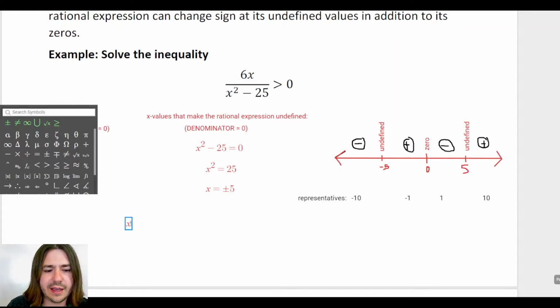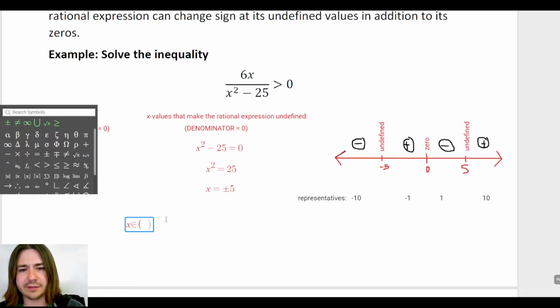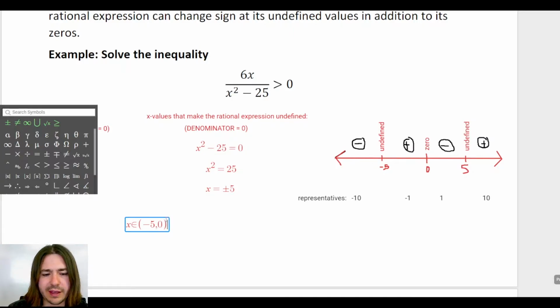So yeah, we want to say x is an element of, and then list the two sets. So we'll say in between -5 and 0, and both of those will be exclusive because it's not equal to. If it did say equal to, we would include 0 but not include -5. And then union, and then the other set would be from 5, again exclusive, to infinity. And that would be the solution set for this rational inequality.